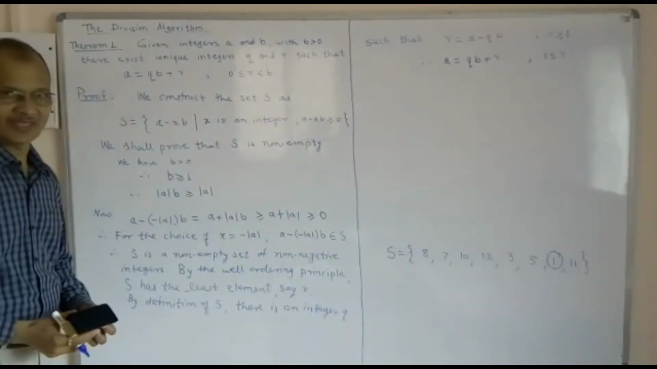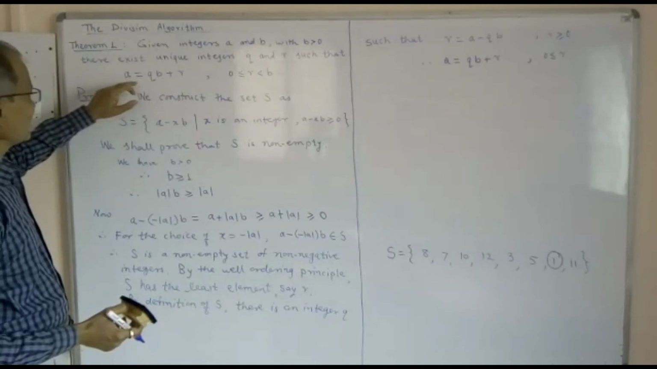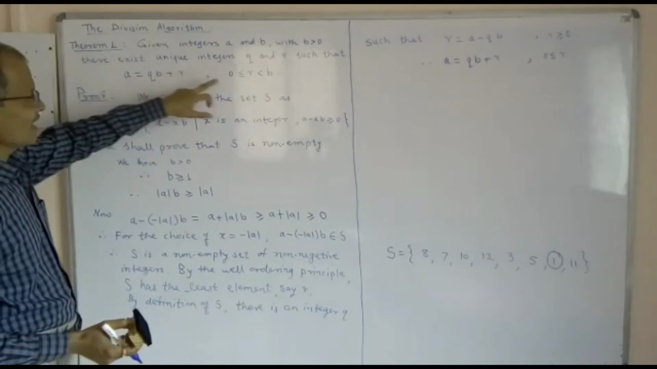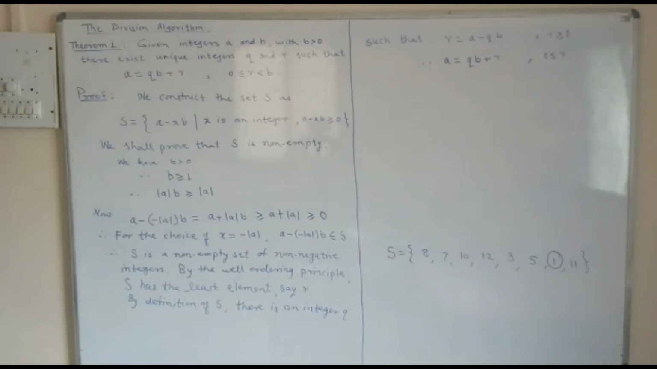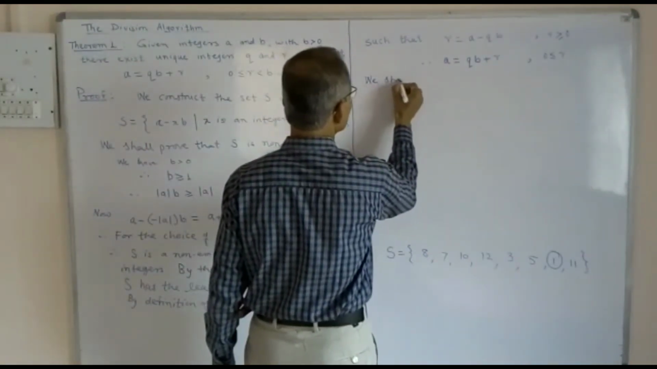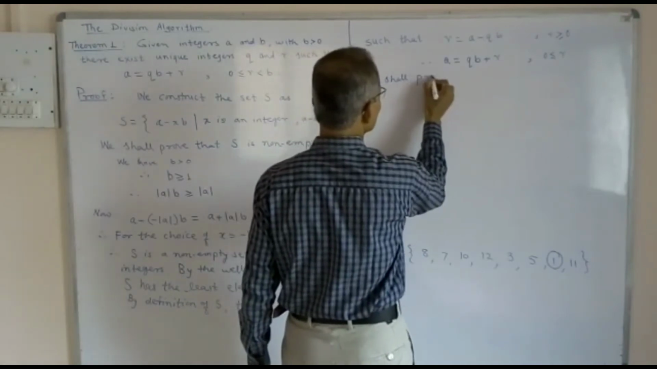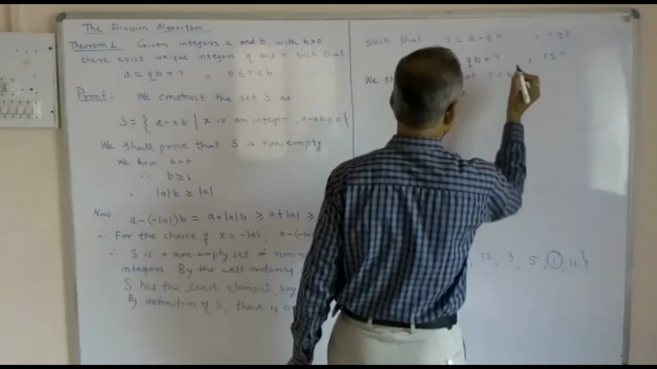Now see, we have obtained some part of the result. We have to prove that A is equal to qB plus R and 0 is less than or equal to R is less than B. So that is all. What remains to prove is now R is less than B. That part we shall now prove. So we shall prove that R is less than B.